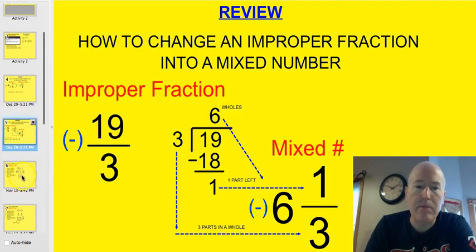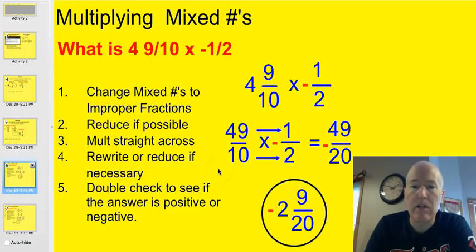I've laid out some steps here, and we'll work through a couple problems with you, then I'll cut you loose. How would you multiply 4 9/10 times a negative 1/2? First of all, I flip this guy into an improper fraction. 4 times 10 is 40, plus 9, it's 49/10. I looked, can I reduce, do any cross reducing? I can't. So I just multiply straight across.